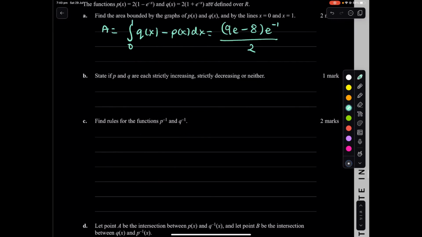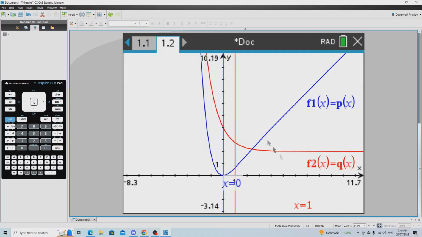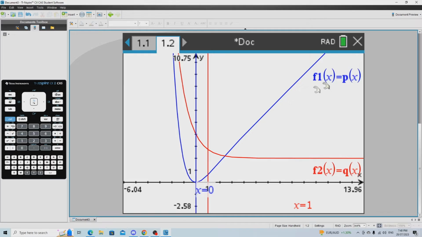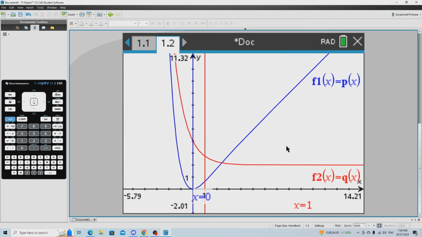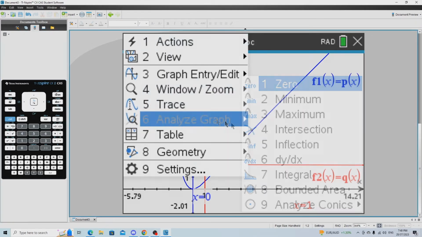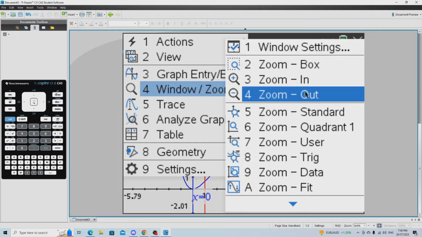Next question. State if p and q are strictly increasing or decreasing. So for p of x and q of x, let's find if they're strictly decreasing. If we look at the graph, let's look at p of x first. So p of x is the blue graph. So to find its nature, let's zoom out a little bit.